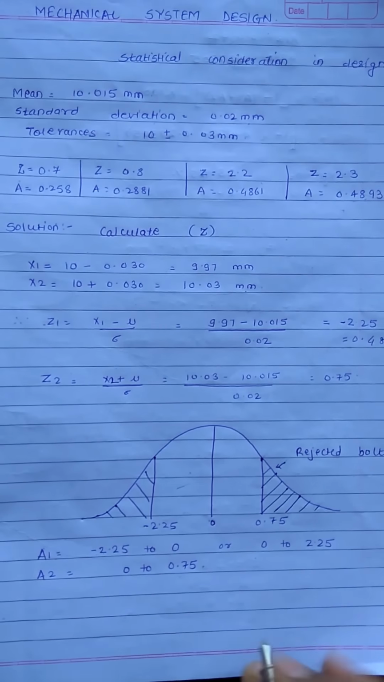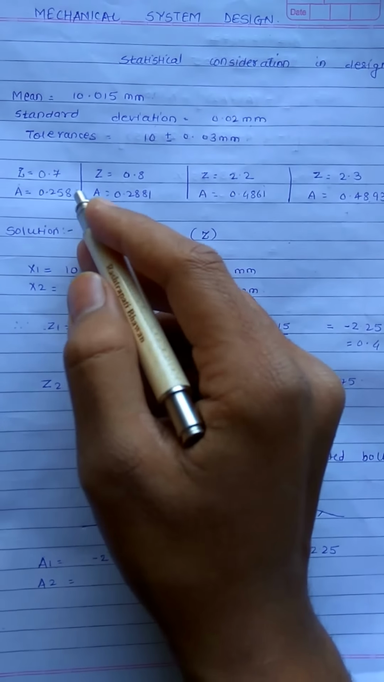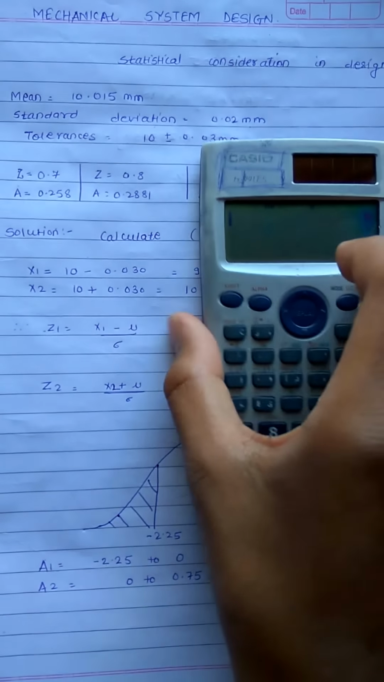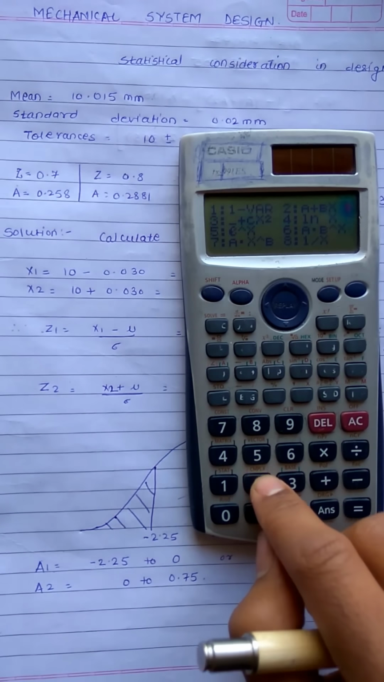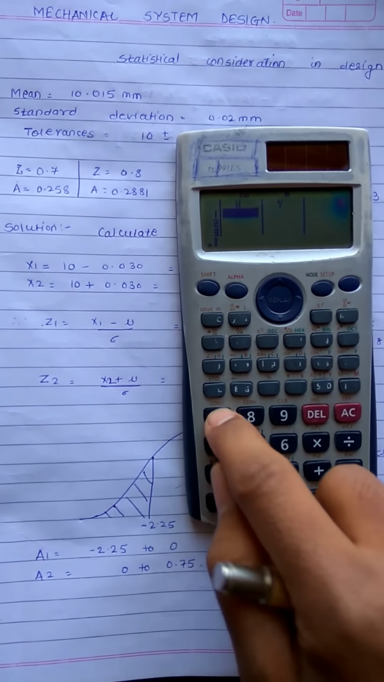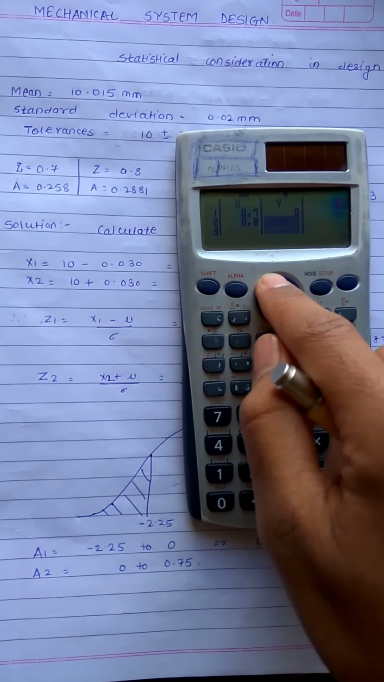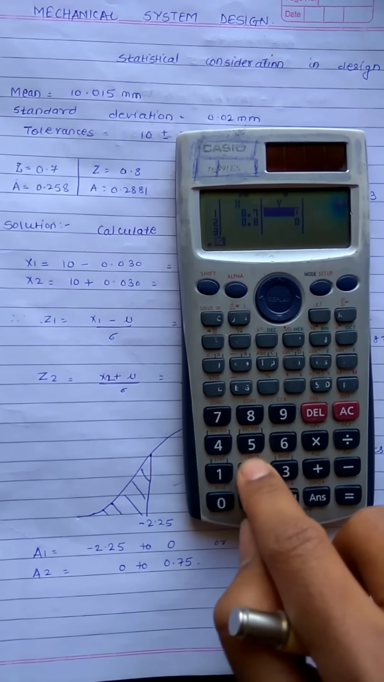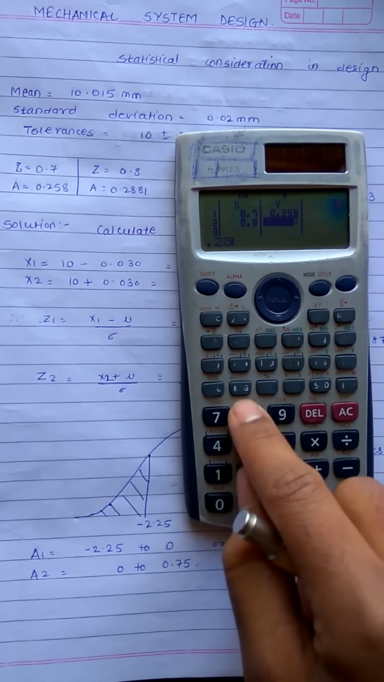Hope you all understood. And next, from 0 to 0.75, again interpolating in the same manner. Mode stat a plus bx. Let's put the values 0.7, 0.8. Next, go on the left side, 0.258, 0.2881.